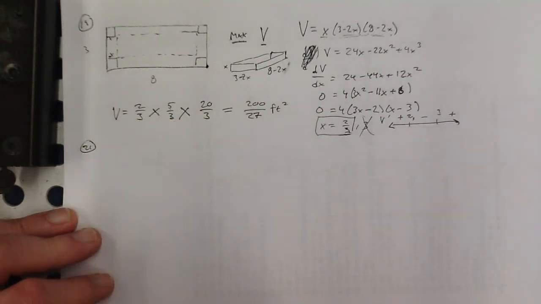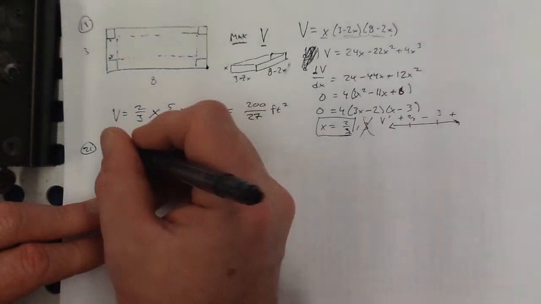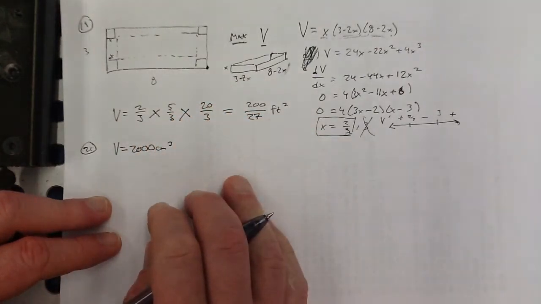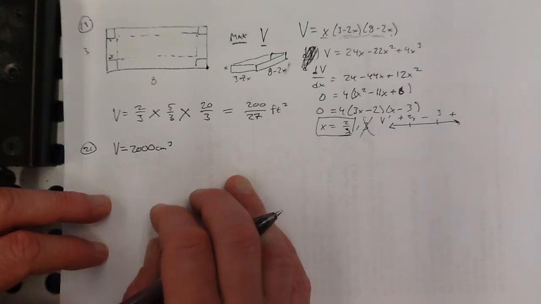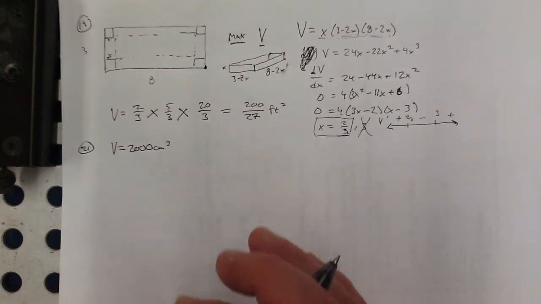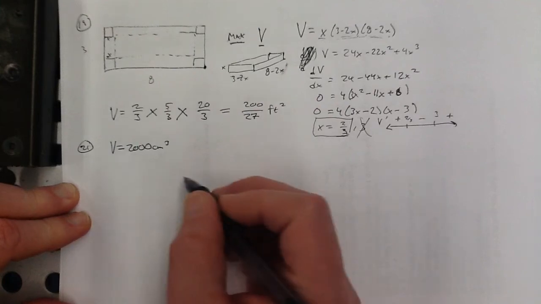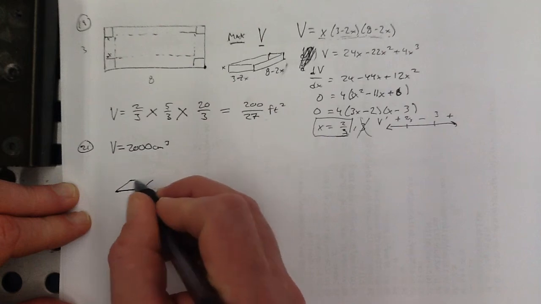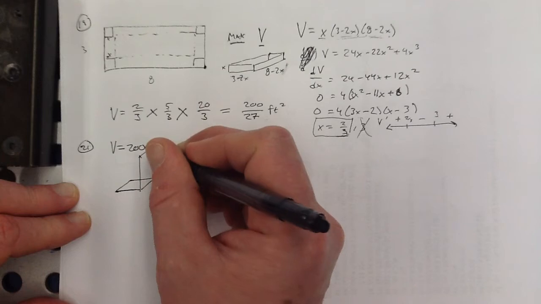Number 21. A closed rectangular container with a square base is to have a volume of 2,000 cubic centimeters. It costs twice as much per square centimeter for the top and bottom as it does for the sides. And we want to find the dimensions of the container with the least cost. It's got a square base. So that's a square. Let's call that x. And then it's got some other height.